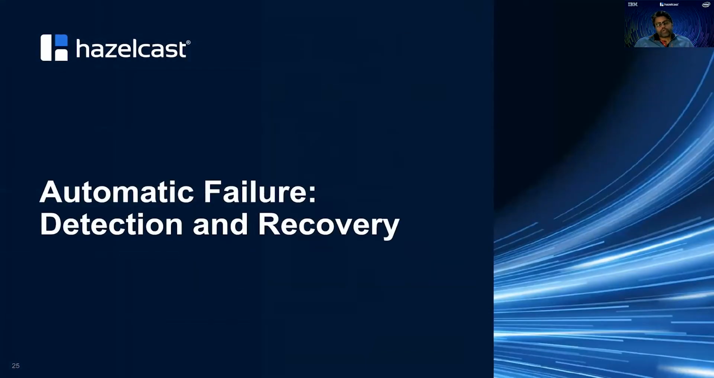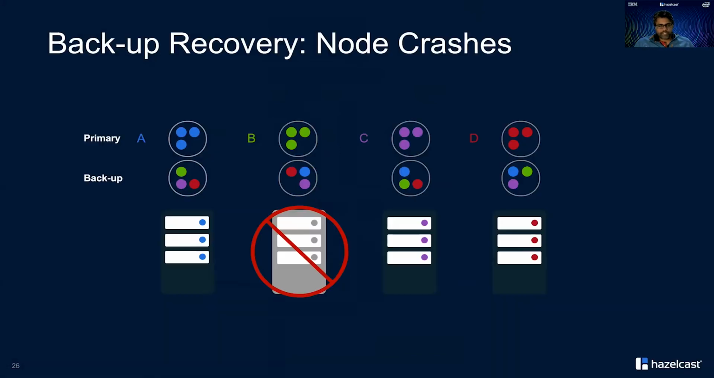Now, how do we provide redundancy and automatic failure detection and recovery? So sticking to the same example, we are using a different color scheme now. B is now 3 greens instead of oranges. Anyways, so the same example of 4 nodes, let's say one of the nodes goes out of the cluster, whether you shut it down gracefully or you pull the plug or you do kill -9.